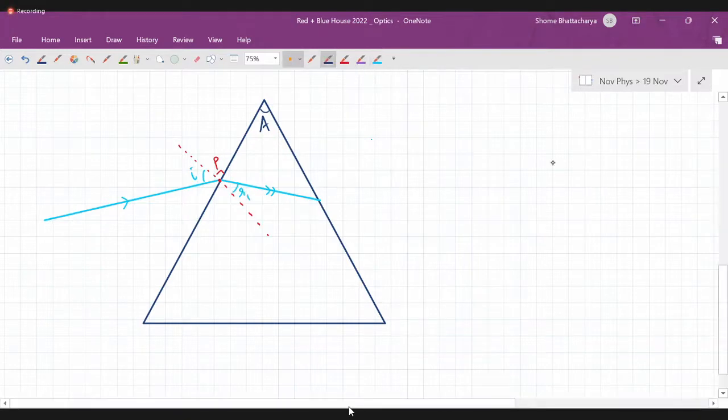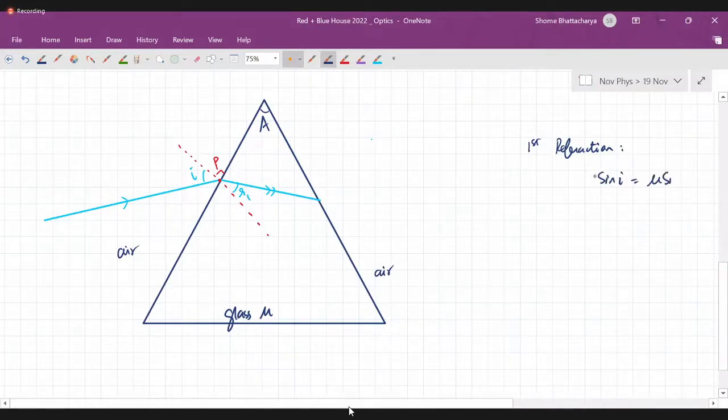So for this first refraction, this glass has a refractive index mu, let's say on either side we have air. So we have sine I is equal to mu sine R1. So given I, we can calculate R1 from this. Okay. Now the geometrical thing starts.